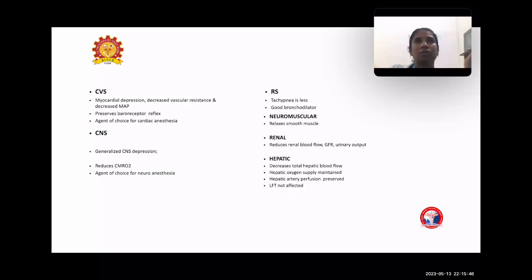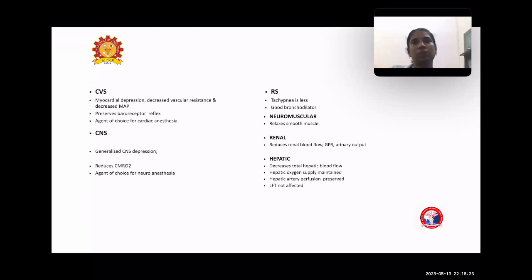Then moving on to the systemic effects. In CVS, it causes myocardial depression, decreases vascular resistance, and mean arterial pressure is also decreased. So the main effect is depressive action. It preserves the baroreflex. This is the agent of choice for cardiac anesthesia because even if some hypotension occurs, it won't cause reflex tachycardia. So the baroreceptor mechanism is preserved.